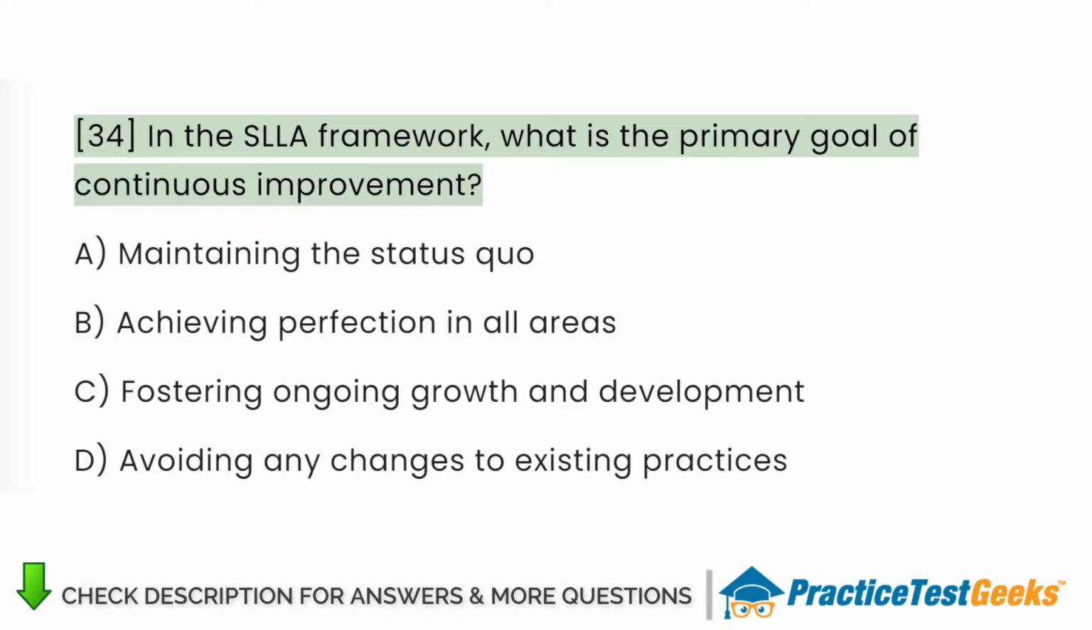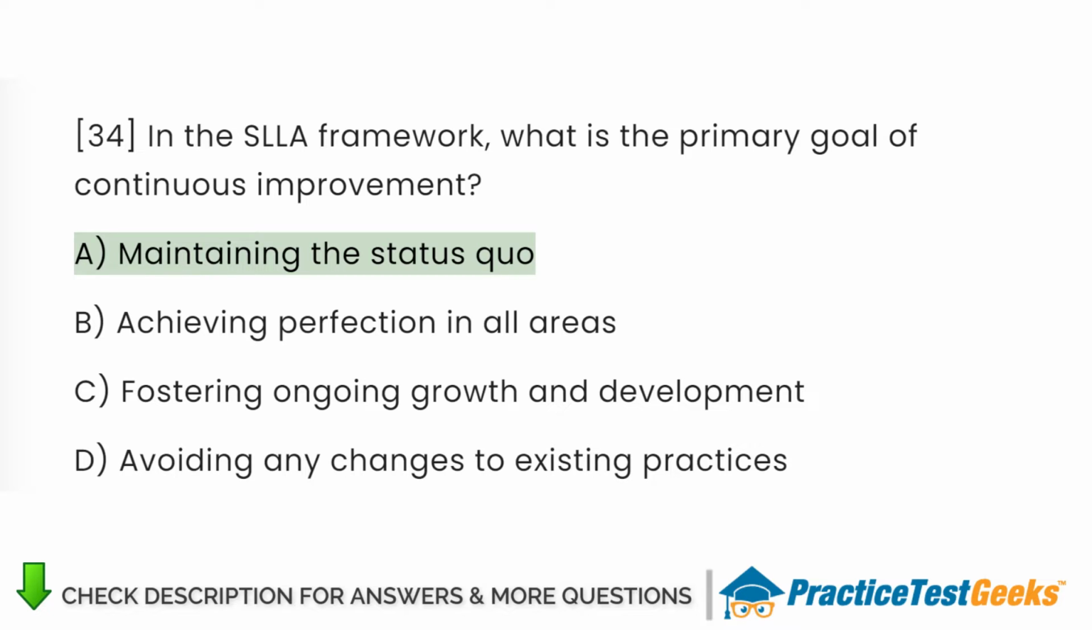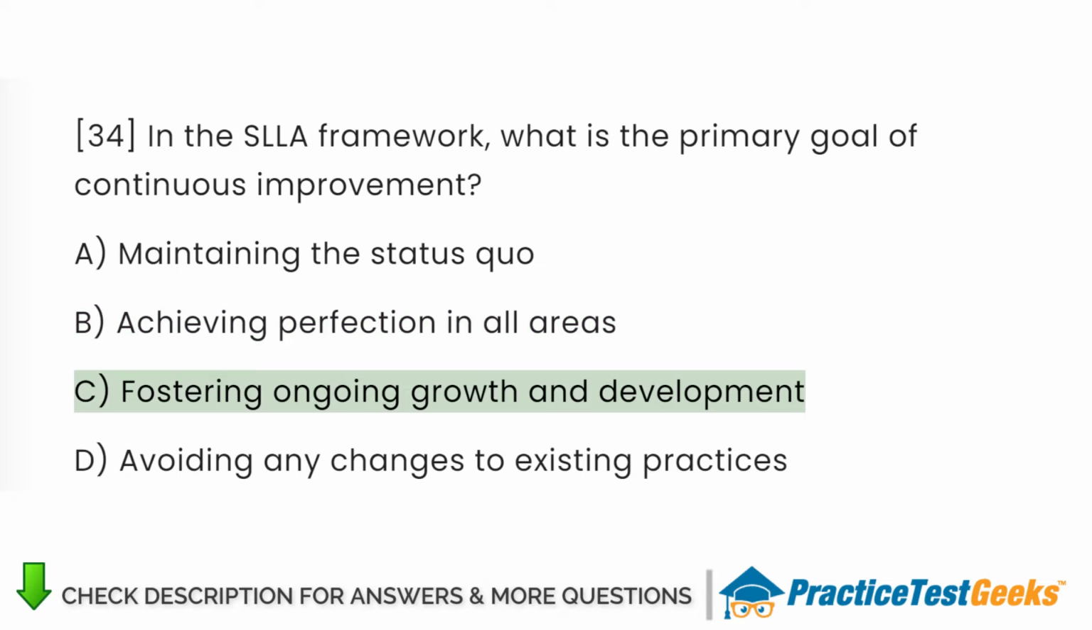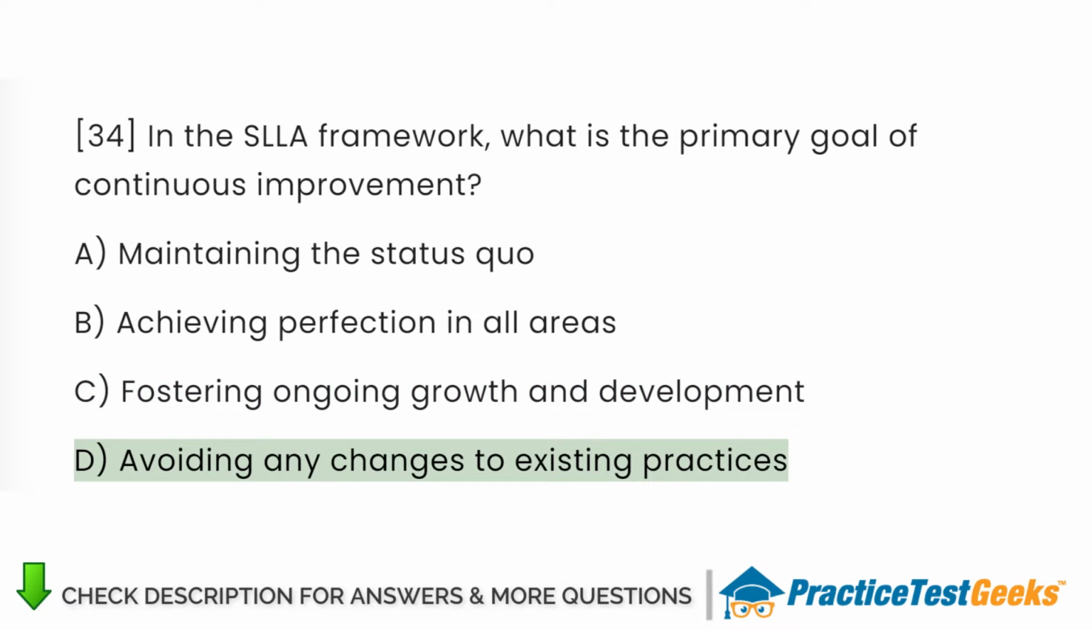In the SLLA framework, what is the primary goal of continuous improvement? A. Maintaining the status quo. B. Achieving perfection in all areas. C. Fostering ongoing growth and development. D. Avoiding any changes to existing practices.